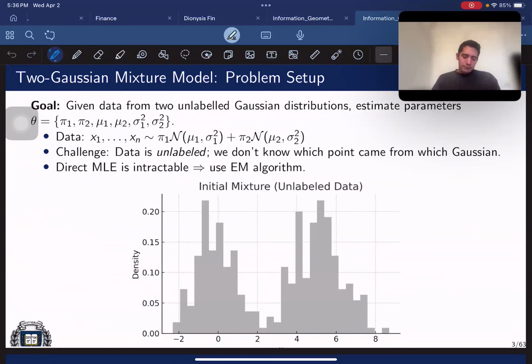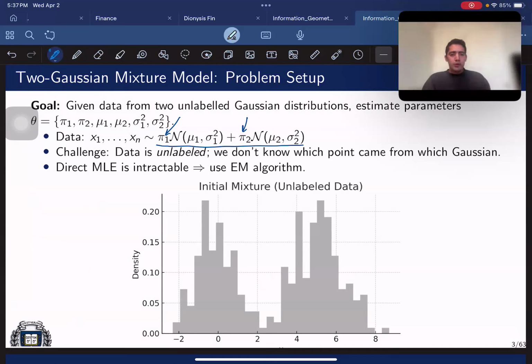Consider n data points observed, and we know they're from a Gaussian mixture model. For simplicity, consider they come from two Gaussian distributions, but we don't know which data is coming from which Gaussian distribution. Now, if you try to optimize the maximum likelihood estimator, because you don't have access to P1 and P2 in this example, this is not tractable.